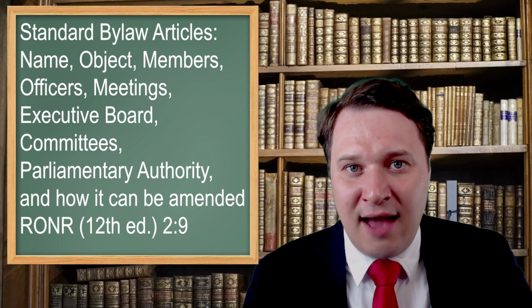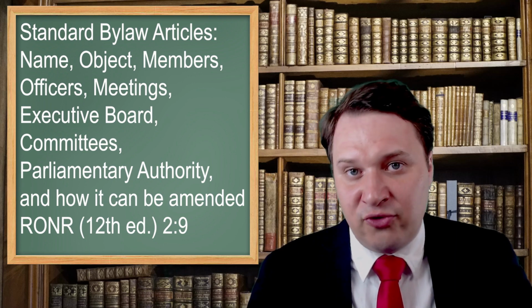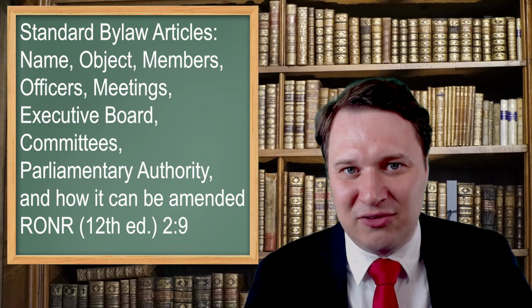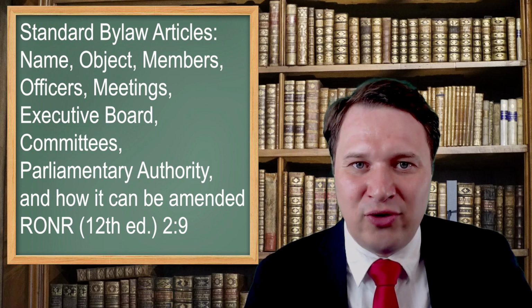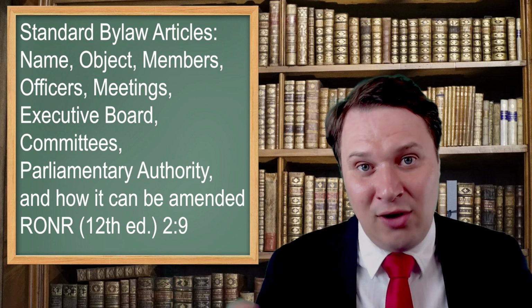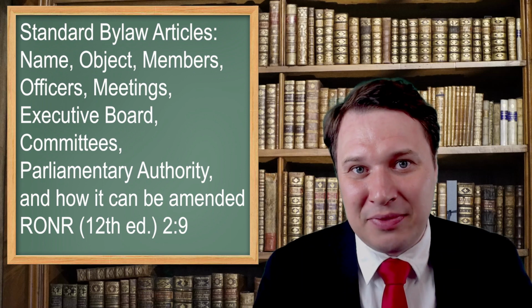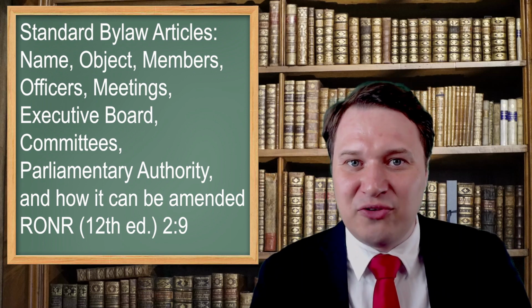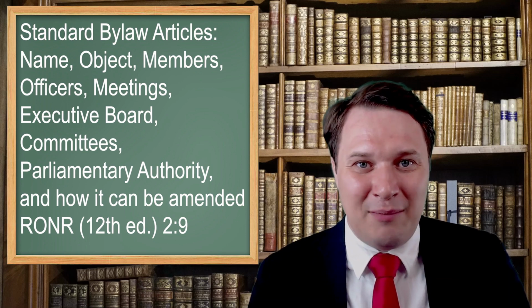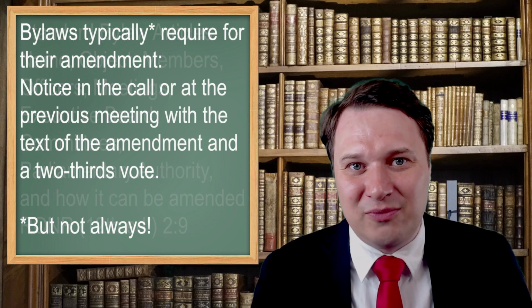Sometimes there's an article on having an executive board or a board of directors. You'll also want an article on committees, including standing committees, an article outlining the parliamentary authority, and finally, and most importantly perhaps, an article outlining how the bylaws are to be amended. And the reason I say that is because most of the time, whenever you have a problem with your bylaws, the best way to fix that problem is to just amend the bylaws.